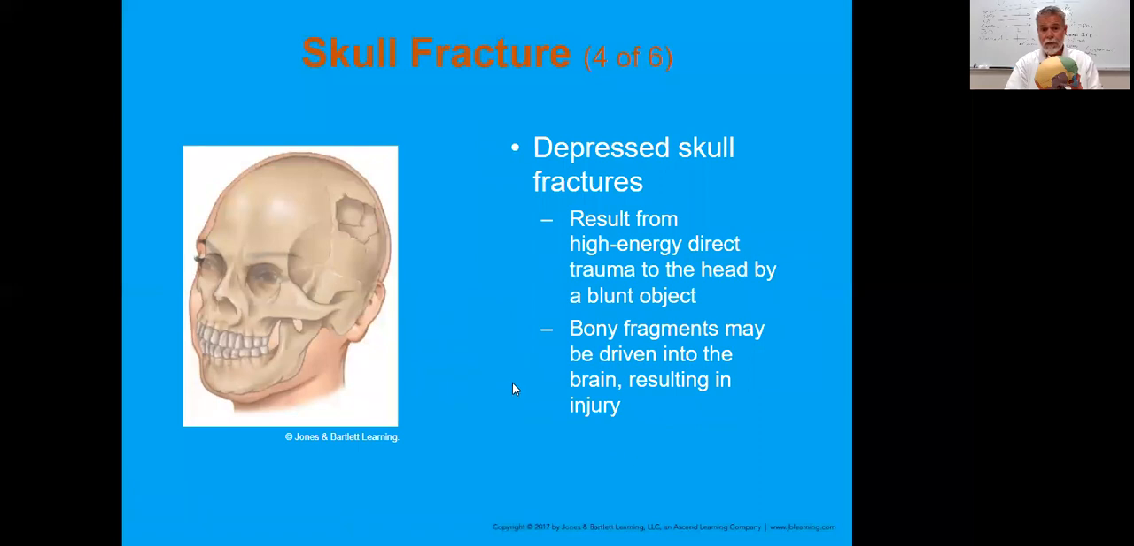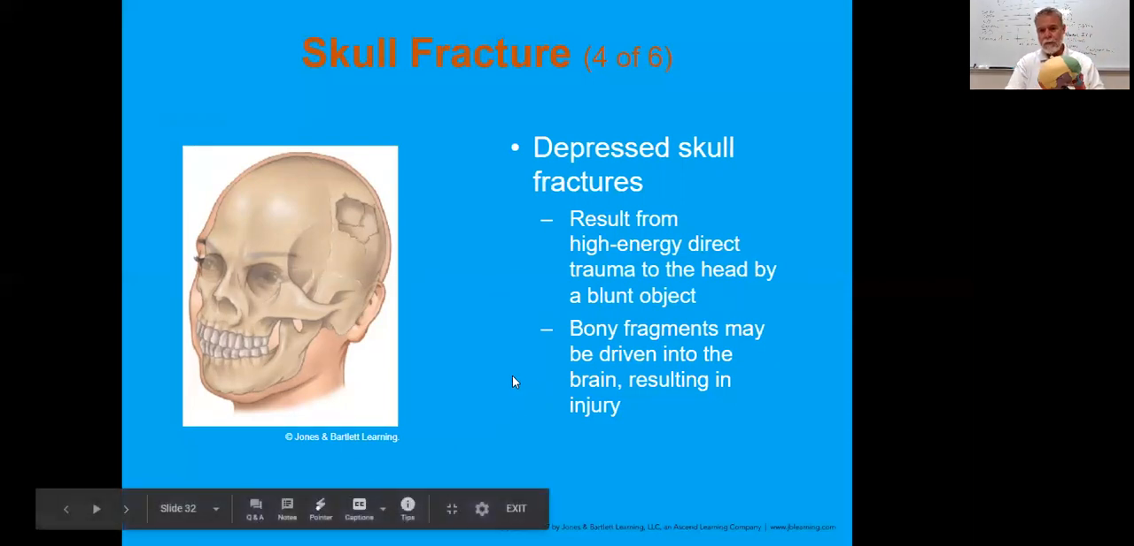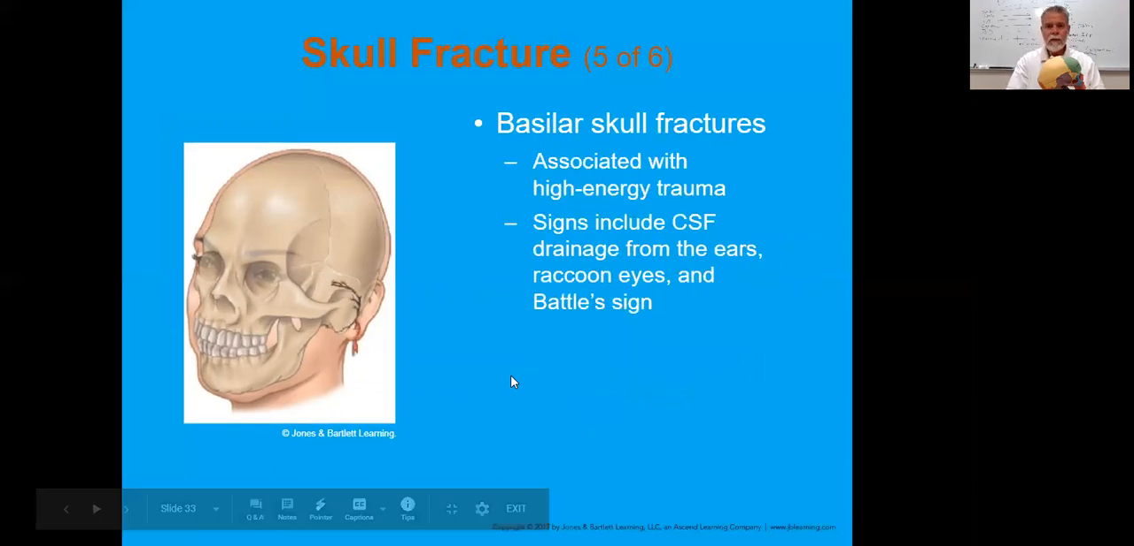The depressed skull fracture, high energy direct trauma to the head. Probably the last one of these I saw was a person who was ejected from a vehicle, not wearing a seatbelt, and the depressed skull fracture was actually in the outline of those little markers on the freeway. So the person had come out and bam, that's a depressed skull fracture. The bony fragments may be driven into the brain, right? That's kind of a bad injury pattern.